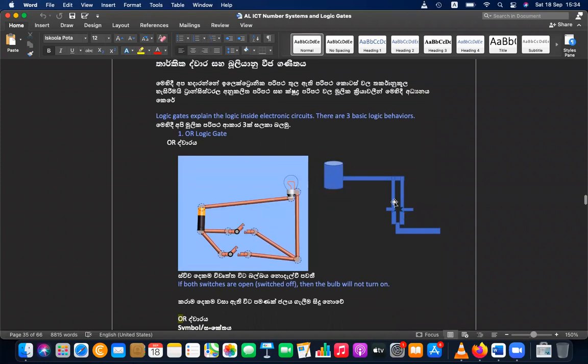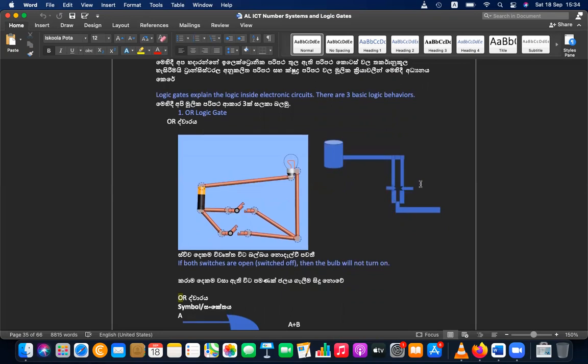There's a water tank and there are 2 taps parallelly connected to this water tank. The only time water is not dispatching is when both switches are off.